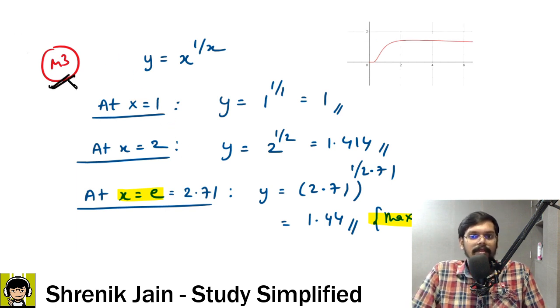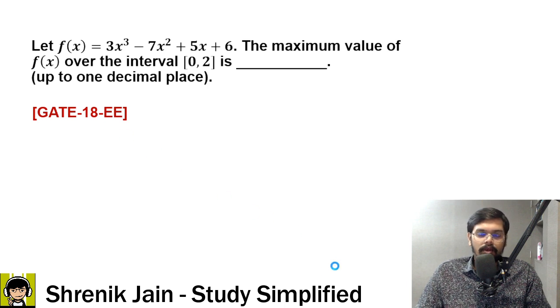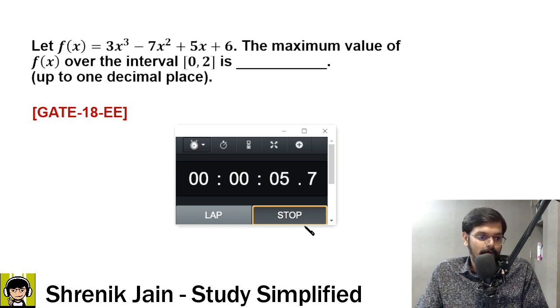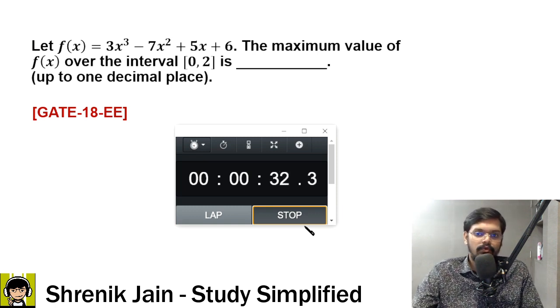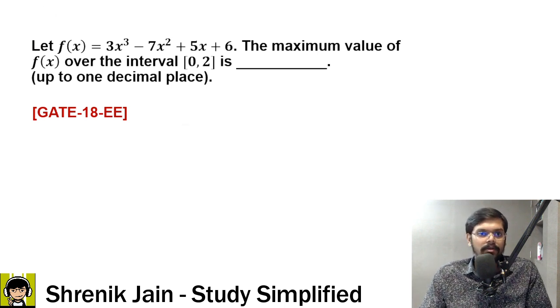Method 3 is just the analysis of the behavior of the graph. It's a very, very easy question. So I will give you 1 minute to solve this maxima minima question. It's a very repetitive question. f of x is given, the maximum value of the function over the closed interval 0, 2 is asked. Okay, I guess this question was very, very easy. No timer required at all.